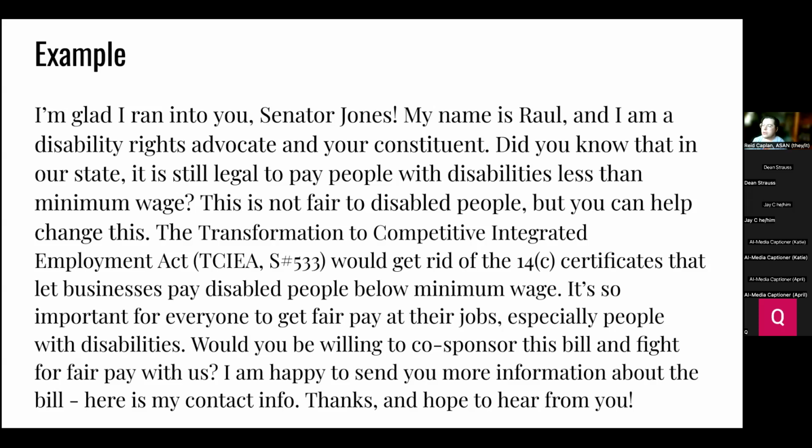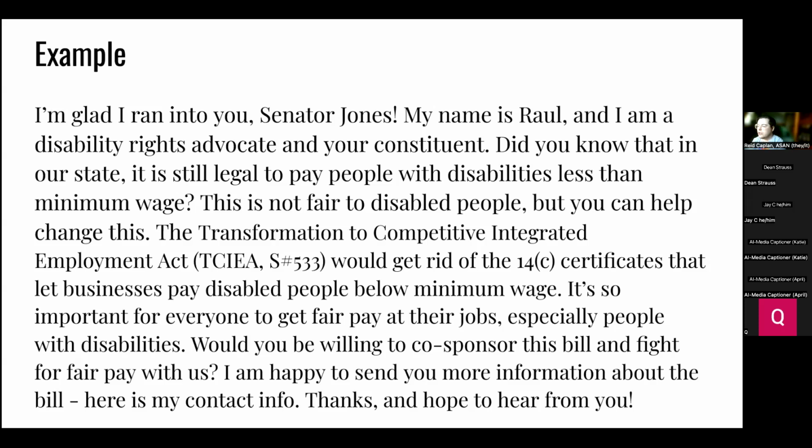Then this is the elevator speech that Raul had prepared, besides the intro. So I'm just going to read it out. I'm glad I ran into you, Senator Jones. My name is Raul, and I'm a disability rights advocate and your constituent. Did you know that in our state, it's still legal to pay people with disabilities less than minimum wage? This is not fair to disabled people, but you can help change this.